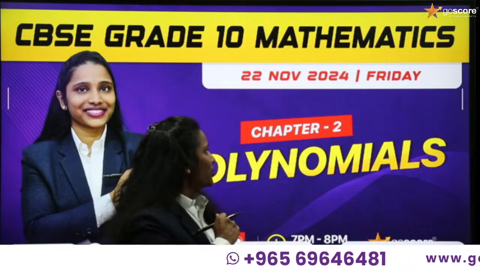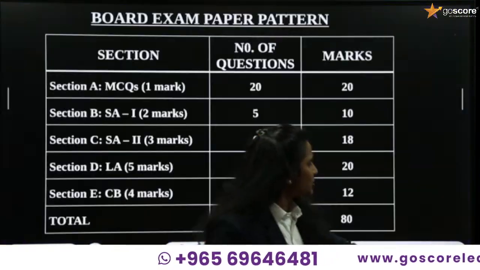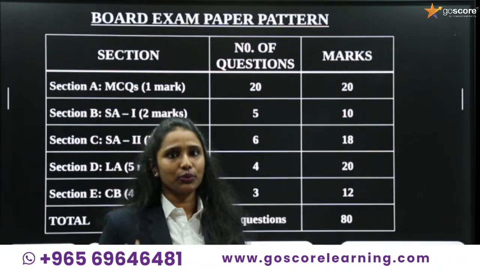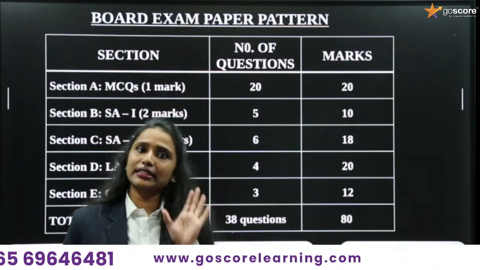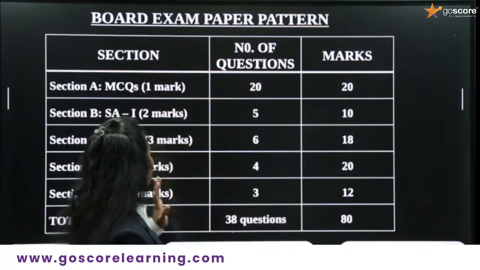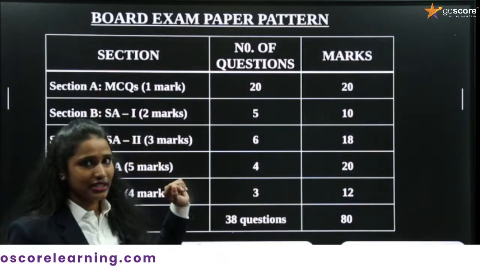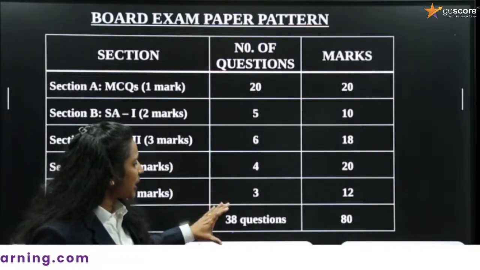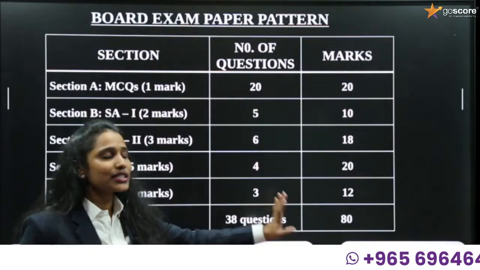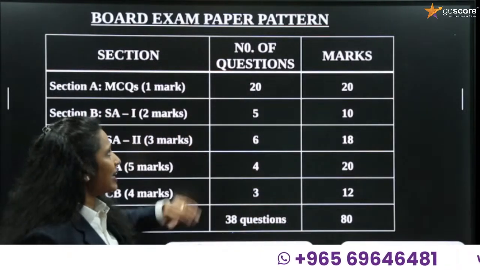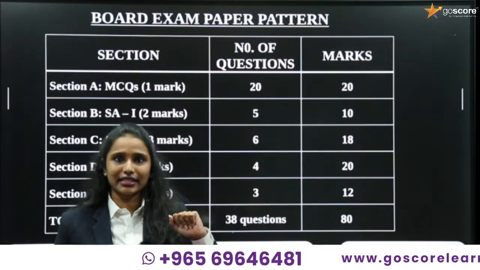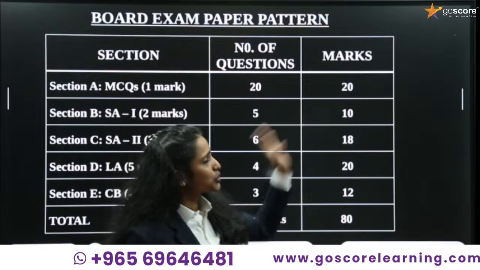So first thing, we will go through our exam pattern, our question paper pattern. You know it's an 80-mark question paper. We have 5 sections in which we have to answer 38 questions to get 80 marks. Section A has 20 questions, in which 18 are MCQs and 2 are assertion-reason questions. It will give you 20 marks.